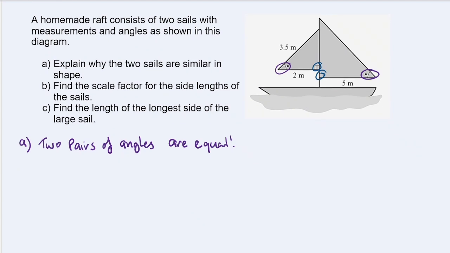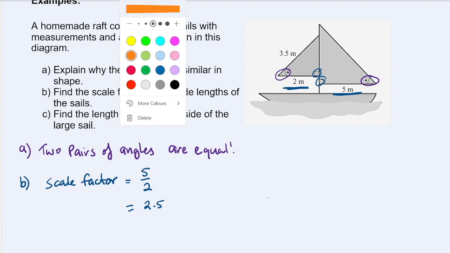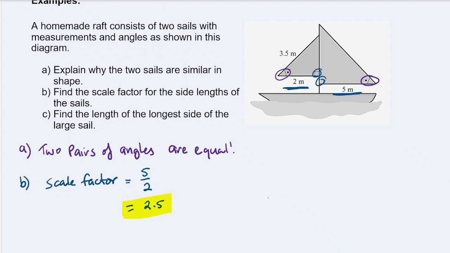Let's look at B now, and we're finding the scale factor. So let's match up some sides. We know that we can match up the side of 5 meters with the side of 2 meters pretty easily. So we can have our scale factor being 5 over 2, which is 2.5. So change my highlighter color. Alright, so that is our scale factor.